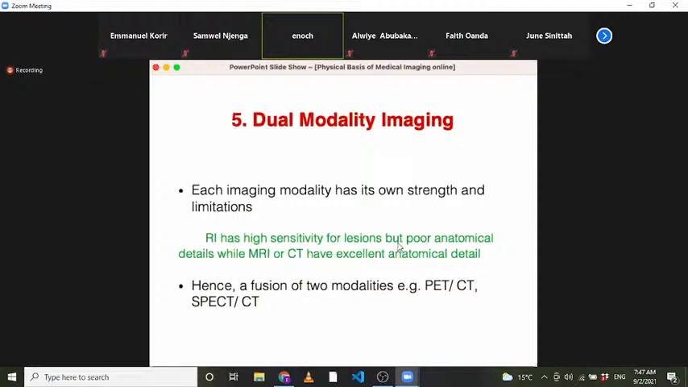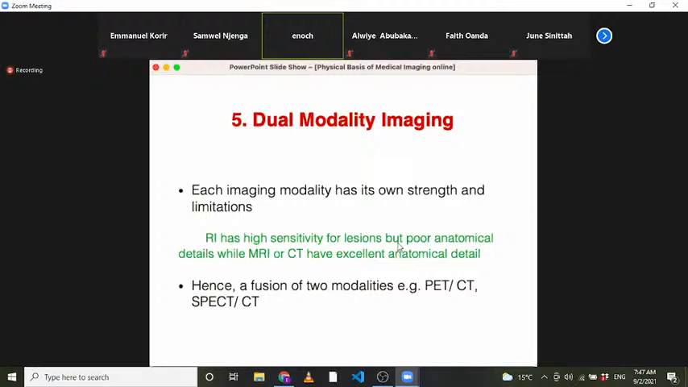Okay, so each imaging modality has high anatomical detail, and radionuclide imaging has high sensitivity for the stage of the disease. One can be able to detect whenever there are molecular changes using radionuclide imaging. So one could combine radionuclide imaging and MRI, or CT and MRI, or what you will hear of as PET-CT.